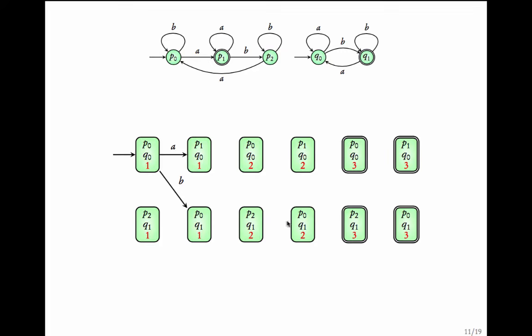However, should we go to the P0 Q1 2 or the P0 Q1 3? For doing that, you look at P0. If the flag is 1, you look at P0. Is P0 an accepting state? No. So you stick to 1.